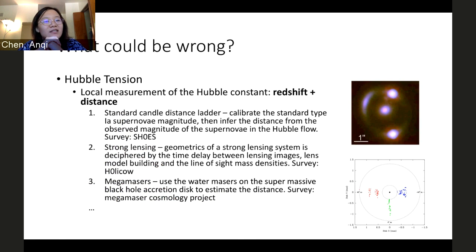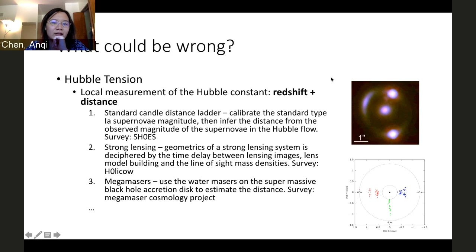Basically, what's this Hubble tension in the hot debate is that the late time, locally measured Hubble constant is different from the early time measured Hubble constant.